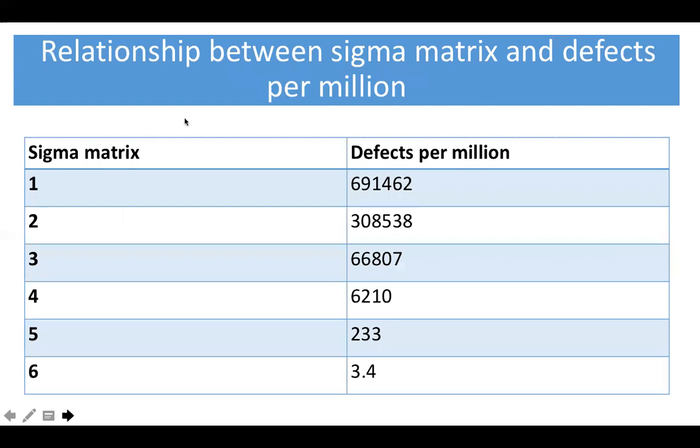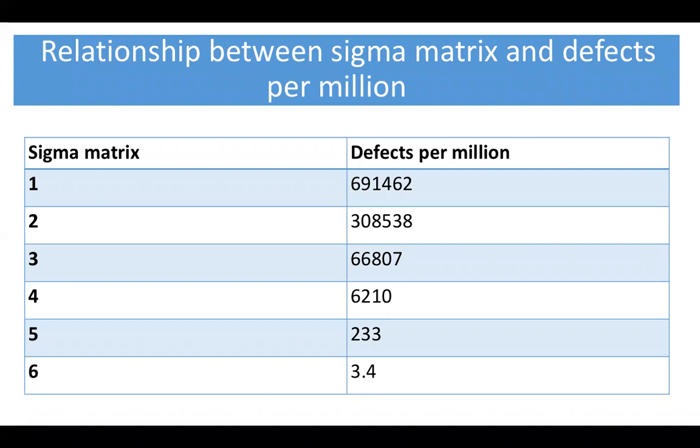Now see this table. 6 sigma means 3.4 defects per million opportunities. 5 sigma means 233 defects per million opportunities. 4 sigma means 6210. 3 sigma, 66807. 2 sigma, 308538. And 1 sigma, 691462.